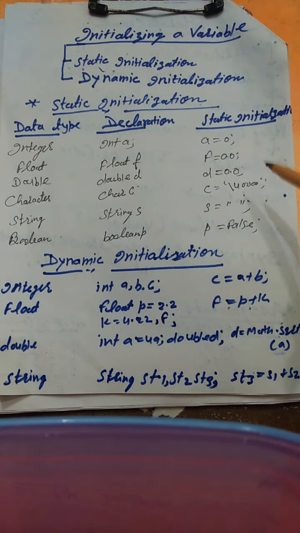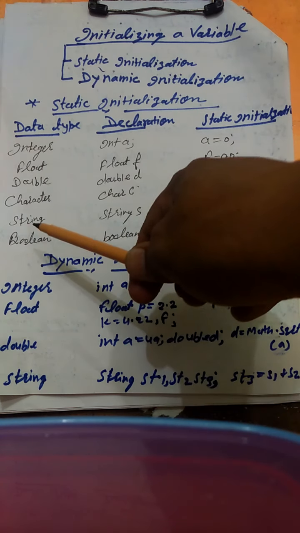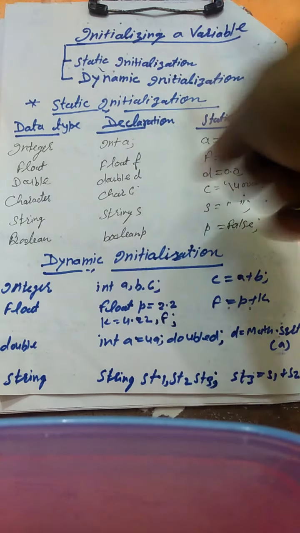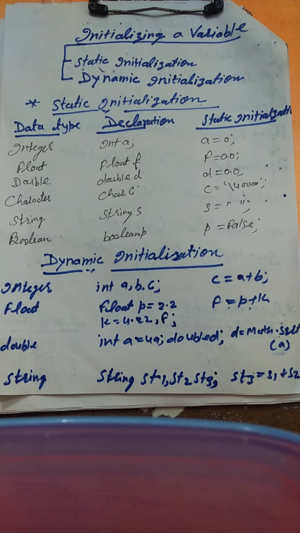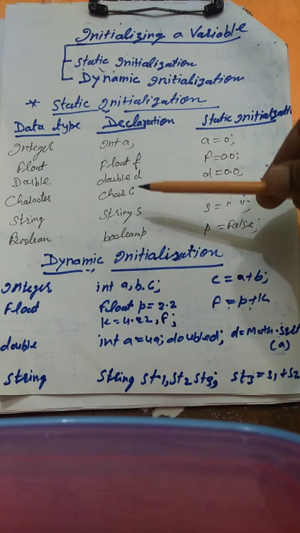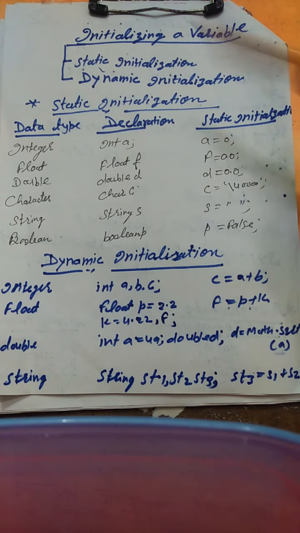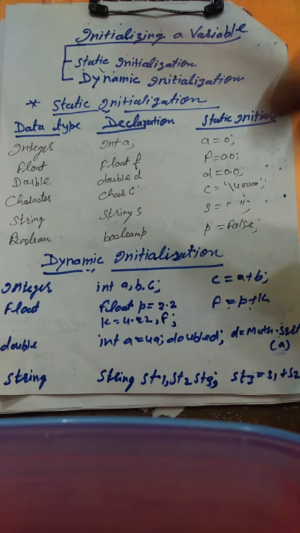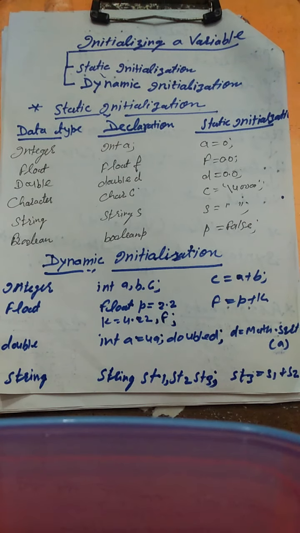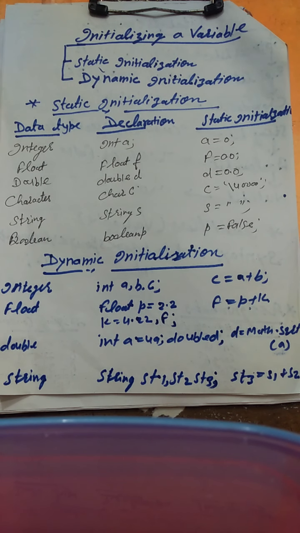So like this we have to initialize the data types in static initialization. And on dynamic initialization, a variable gets initialized at runtime. Static is initialized in the beginning of the program, but when a variable gets initialized at runtime, then it will be initialized with a value during the execution of the program.